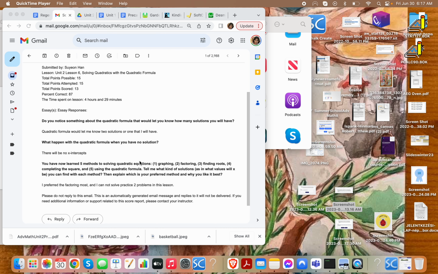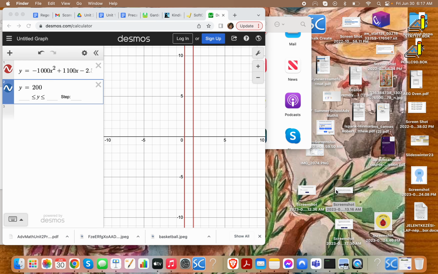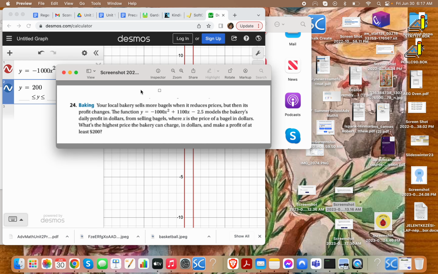You can solve the practice 2 problems on 2.6. So let's look at those together here. I have an image of the problem here. It says, your local bakery sells more bagels when it reduces prices, but then its profits change.